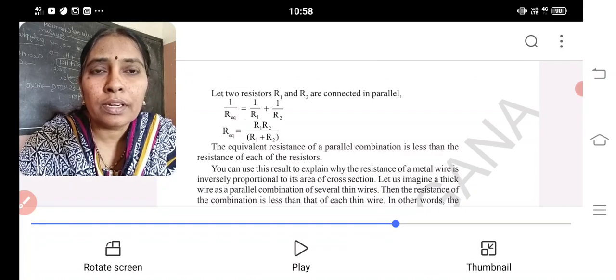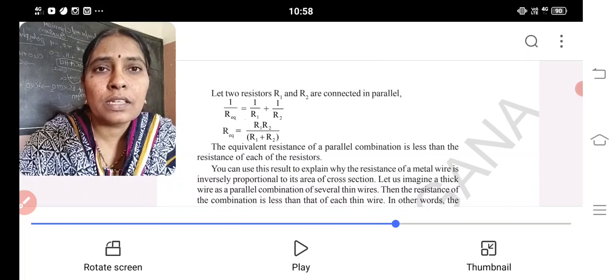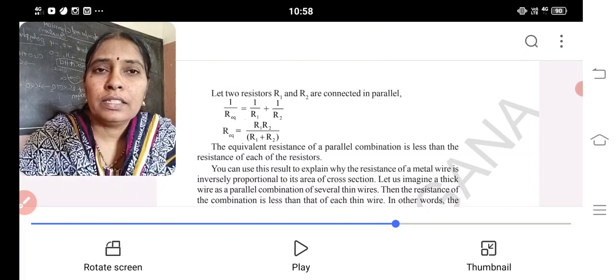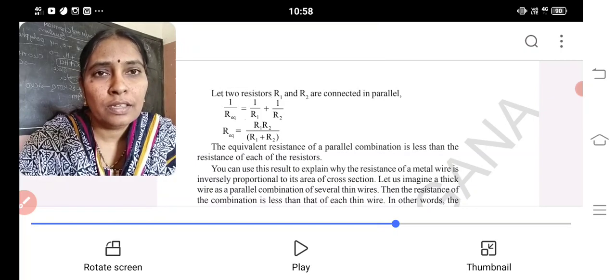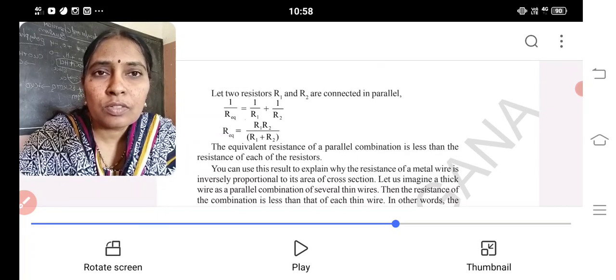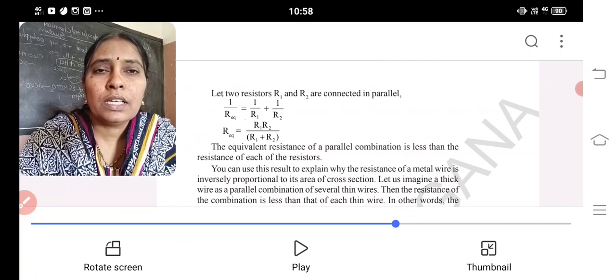What is the total equivalent resistance in series connection? That is R equals R1 plus R2 plus R3. When they are connected in series, the same current flows through the three resistors, but the potential divides. Total potential is equal to the sum of the individual potentials, that is V equals V1 plus V2 plus V3. So V divides, and current remains constant.